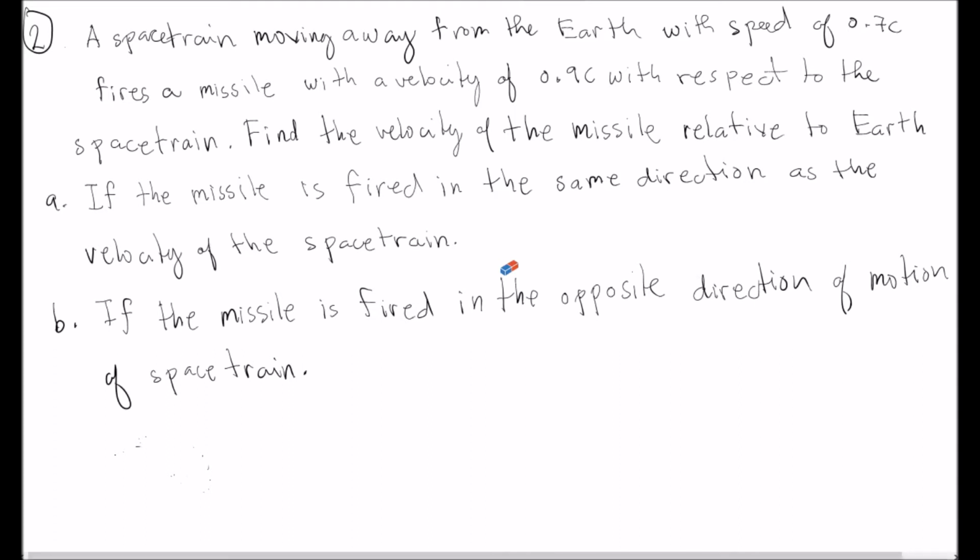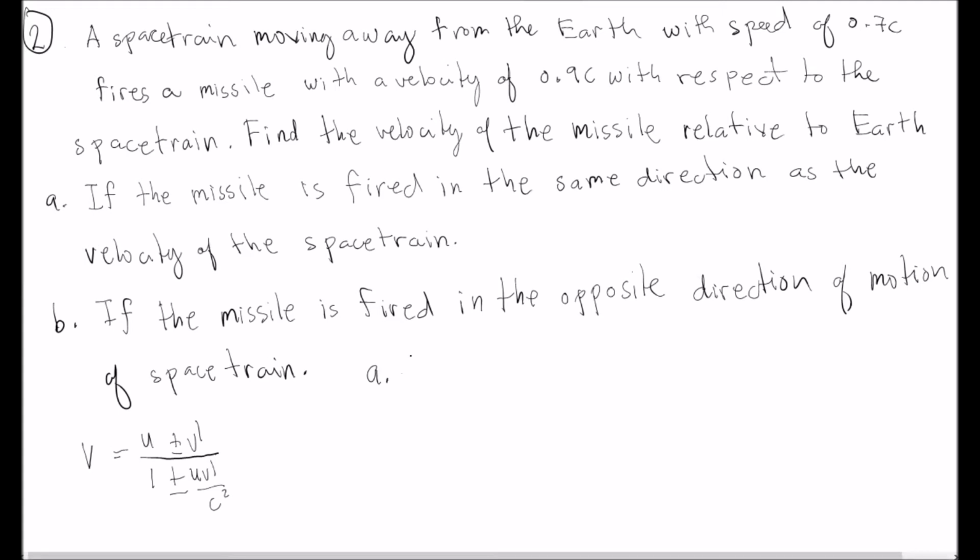So velocity V, the speed relative to Earth, will be U, the speed of the moving frame, plus or minus V prime, the speed of the event in the moving frame, over 1 plus or minus U V prime over c squared. I put plus or minus since the sign of V prime depends on the direction of the event. So let's proceed to letter A.